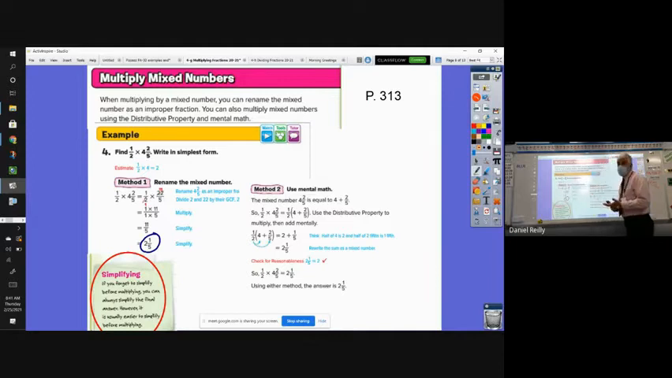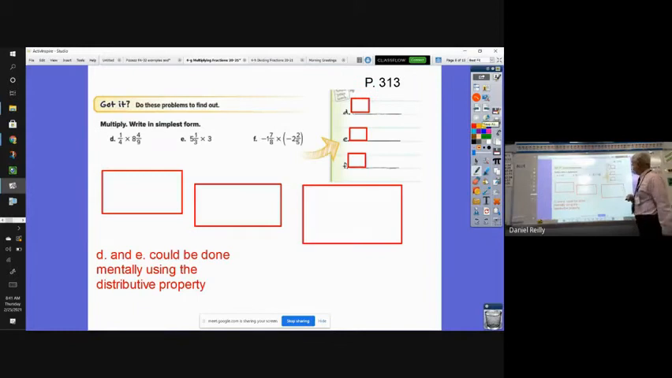You need to be good at it because you have to do it for every problem that has mixed numbers that you have to multiply or divide. We're not going to talk about method 2 right now. Okay, so 1/4 times 8 and 4/9.